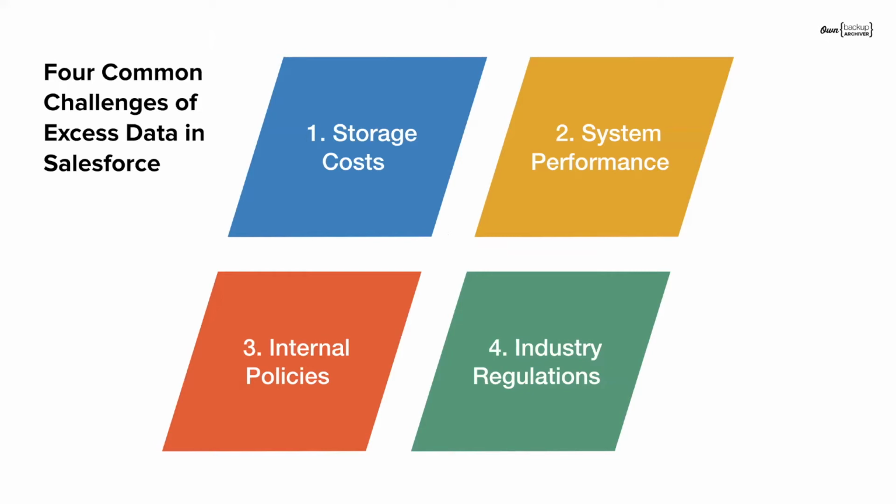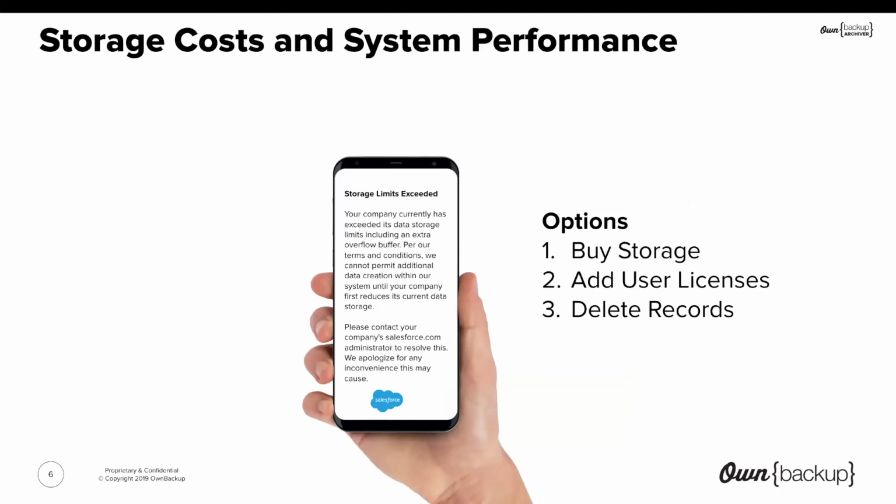It really falls into 4 buckets. We often hear that storage costs are growing, that system performance is slowing, and that it's increasingly difficult to comply with those policies and regulations that we chatted about. So let's start with the costs, and then talk a little bit about system performance.